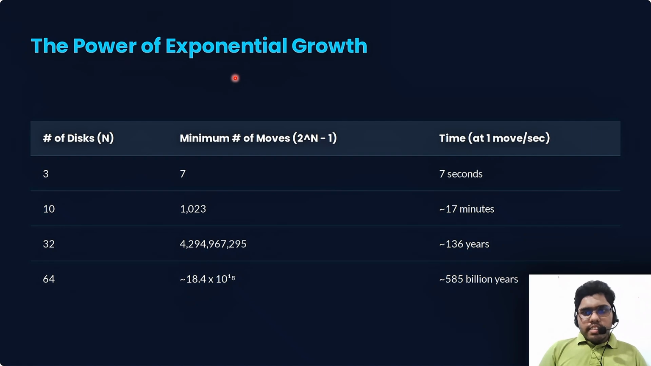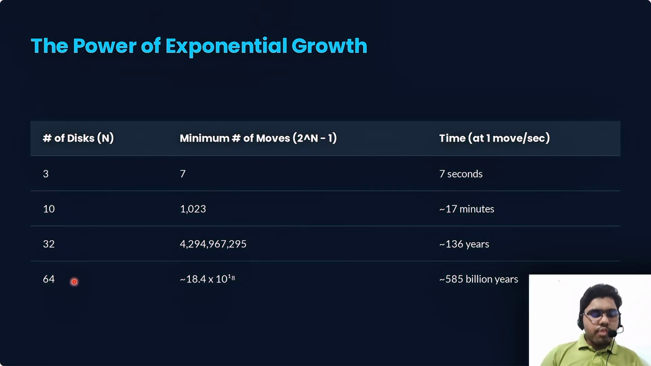Let's appreciate what exponential growth really means. This is where it gets crazy. 3 disks: minimally 7 moves, 7 seconds. 10 disks: minimally 1023 moves, about 17 minutes. 32 disks: minimally 4.3 billion moves, that's 136 years.